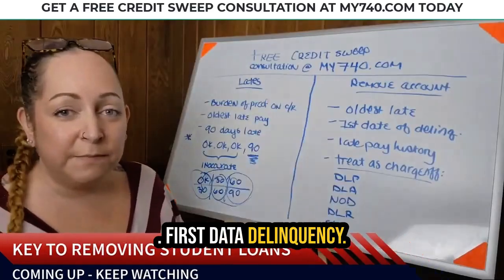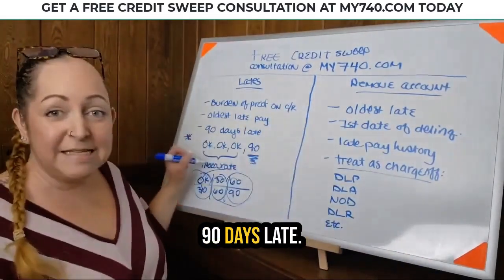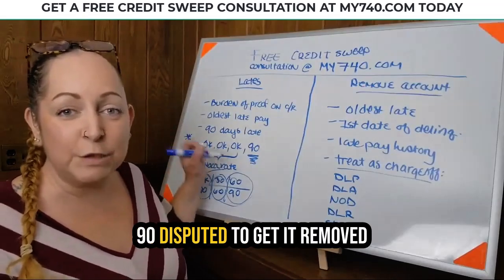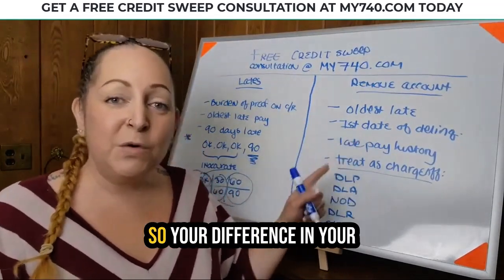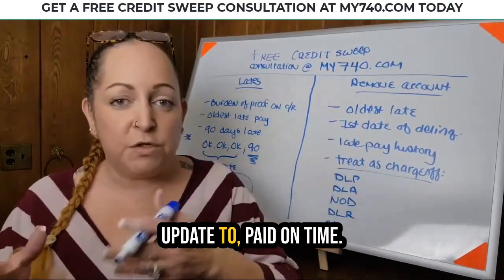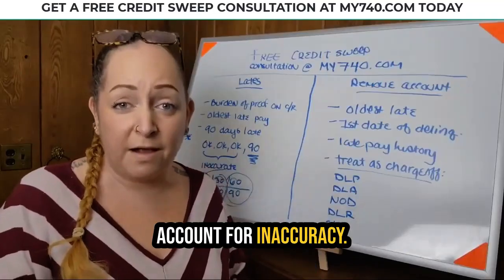First date of delinquency, dispute it to get the entire account removed. 90 days late, okay, 90. Dispute it to get it removed instead of correcting the account. So your difference in your dispute would be not an update to paid on time. It would be remove this account for inaccuracy.